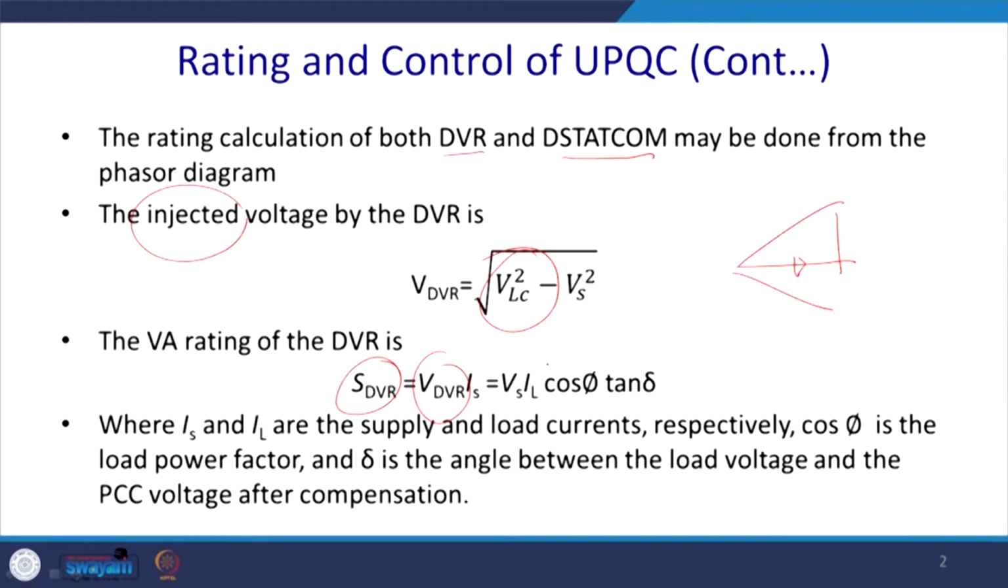So, ultimately this will be given by Vs IL cos phi into tan delta, where delta is the new angle between the voltage and current after compensation, where Is and IL are the supply and the load currents respectively, cos phi is the load power factor, and delta is the angle between the load voltage and the voltage after compensation. So, this will be the rating. You try to minimize tan delta, so that the rating of the DVR will come down.